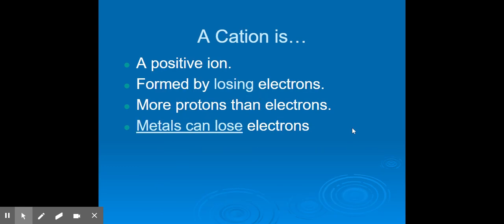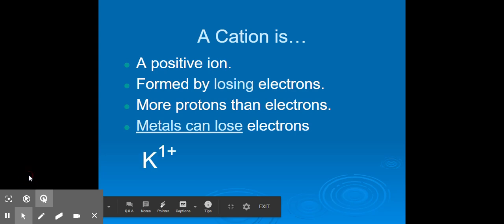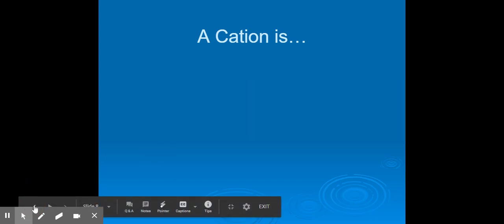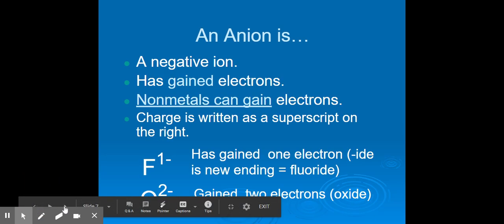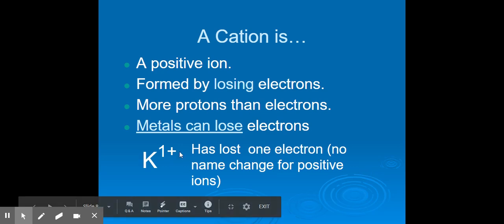The cation is the positive one. This one has lost electrons. So going back to the one before, the anion has gained electrons, and this cation has lost electrons. So that means there's more protons than electrons, and these are our metals, okay? And again, they're also written as a superscript here, but we don't change the name for these. It still is just potassium or calcium.